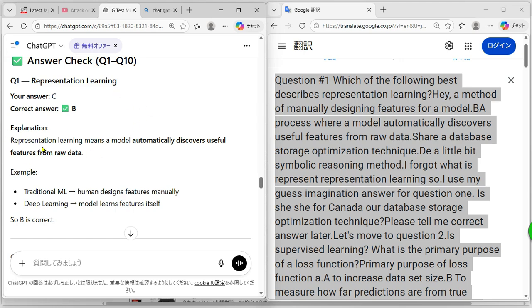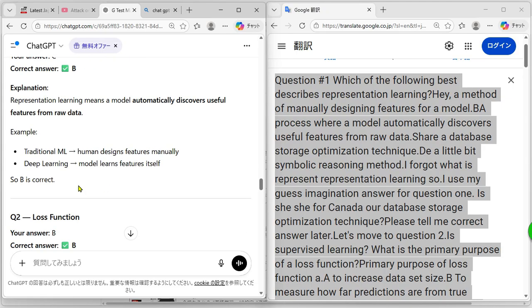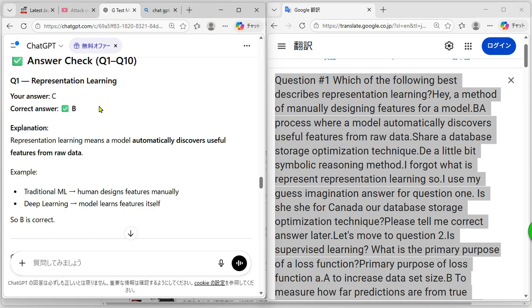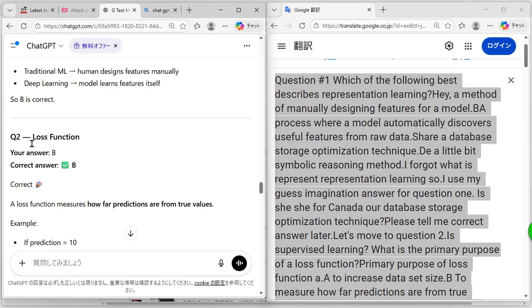Explanation. Representation learning means a model automatically discovers useful features from raw data. Example, traditional ML: human designs features manually. Deep learning: model learns features itself.